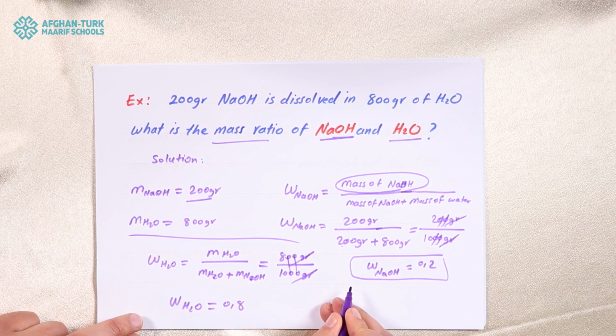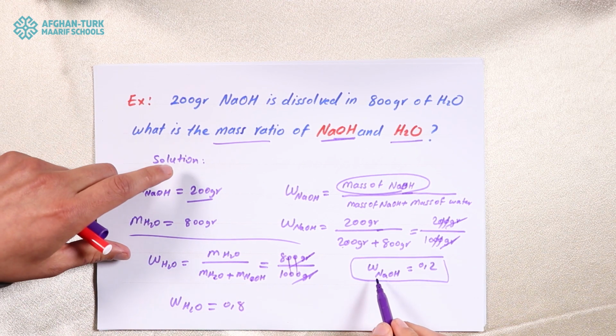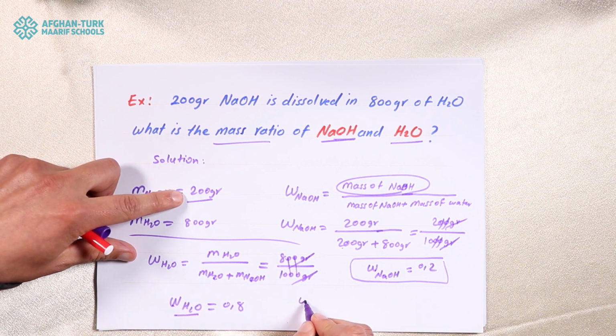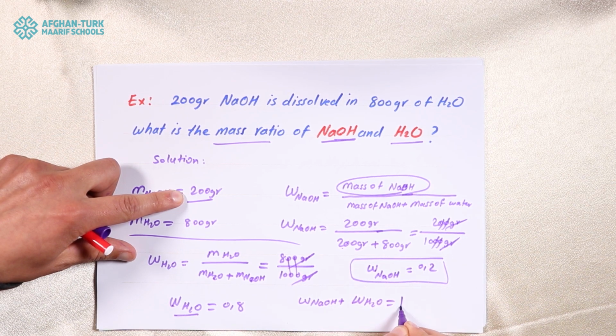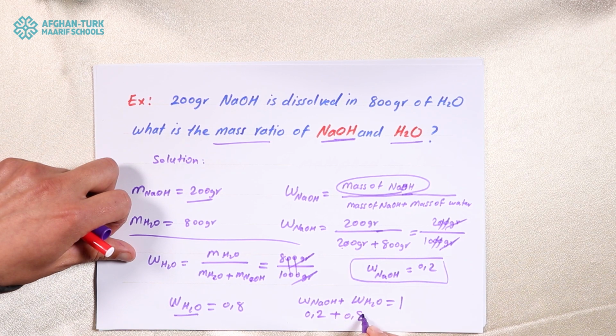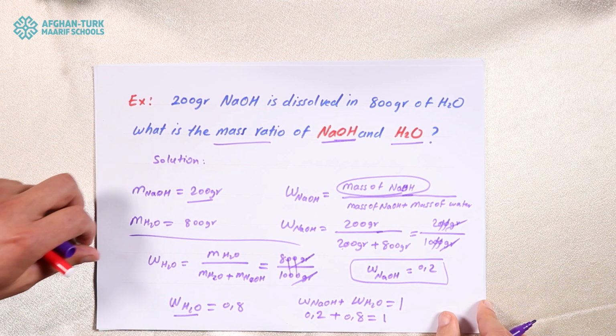Also we can prove that the weight ratio of sodium hydroxide plus the weight ratio of water should be equal to 1. The weight ratio of sodium hydroxide is 0.2 plus the weight ratio of water is 0.8. It becomes 1.